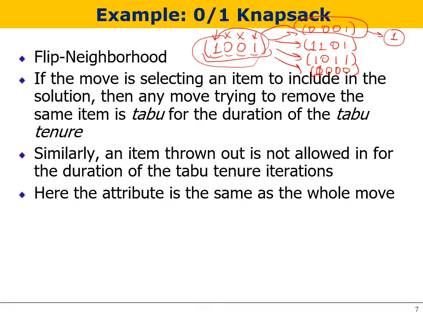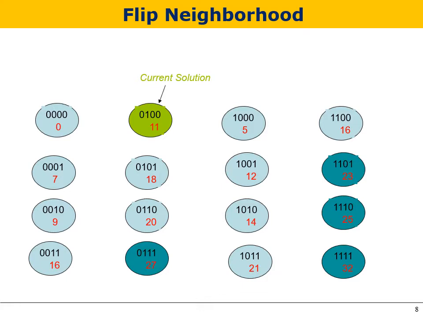So if we take an item out of our bag, we will not allow it to come into our bag again, or if we took it inside the bag, we will not allow it to go out of the bag for a certain amount of time. Okay, so this is the basic idea. Let's consider this knapsack problem to include 4 items, and let's assume that this is our starting solution. Okay, this is the starting solution.